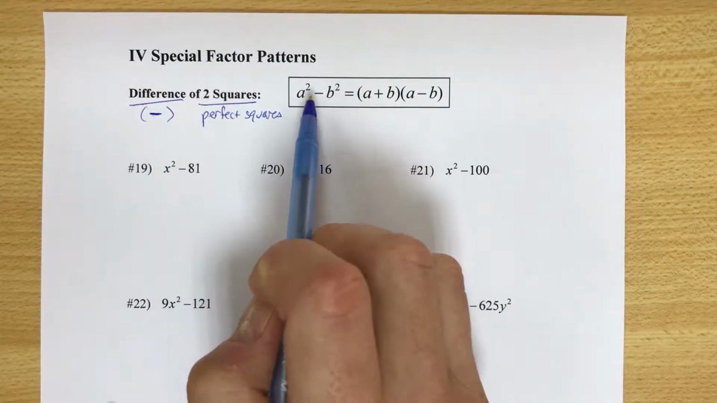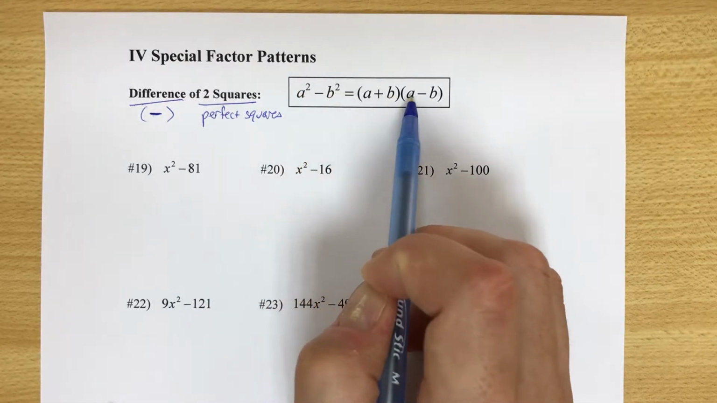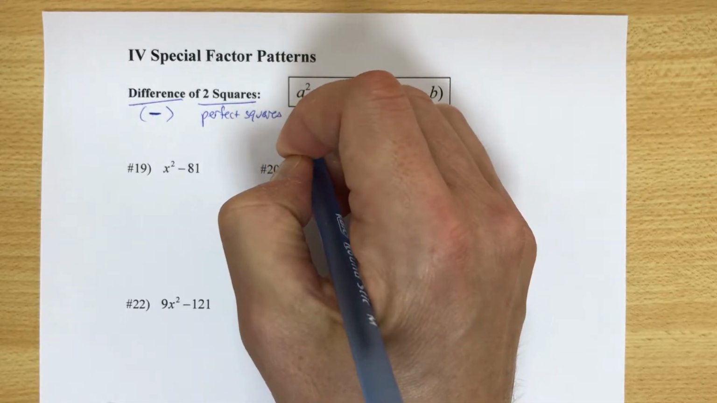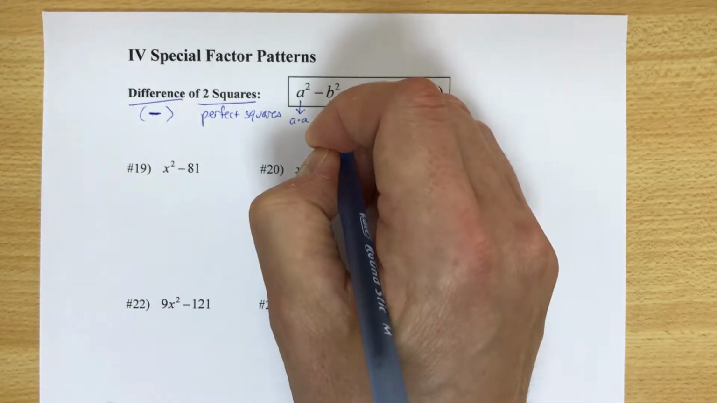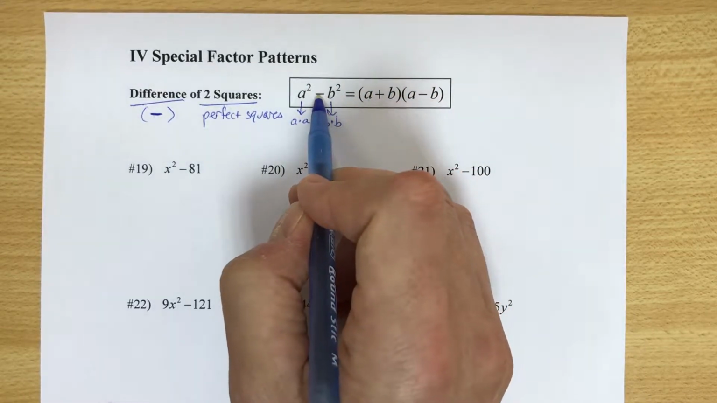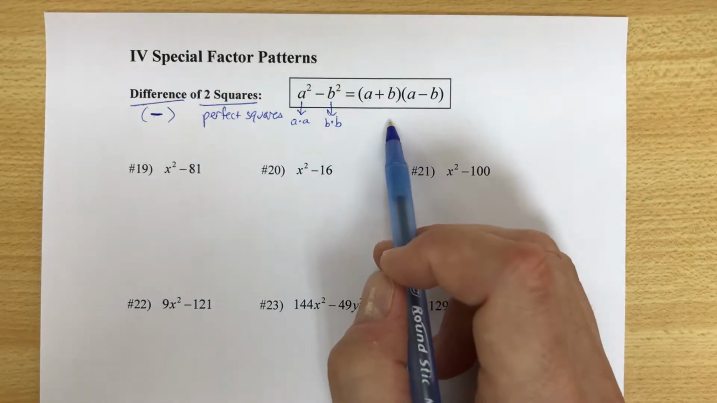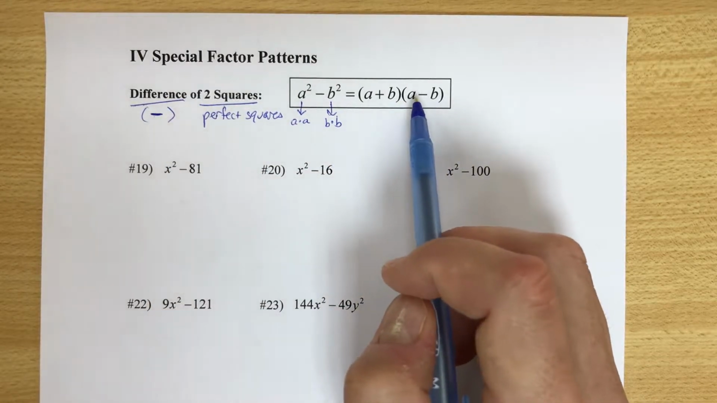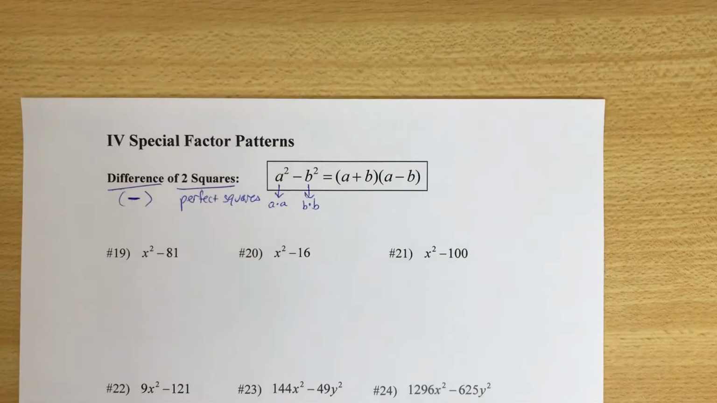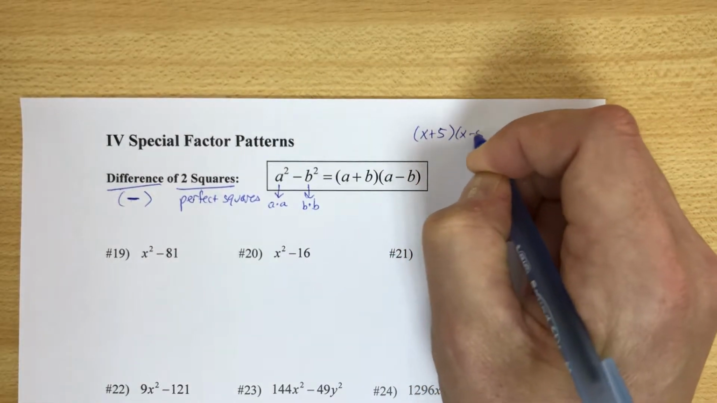And here's what the pattern is. It's a squared minus b squared equals a plus b times a minus b. Notice that a squared is perfect. That's a times a. B squared is perfect. It's b times b. And notice that we are subtracting them. It is a difference. And so the pattern is you can immediately write the answer a plus b times a minus b.